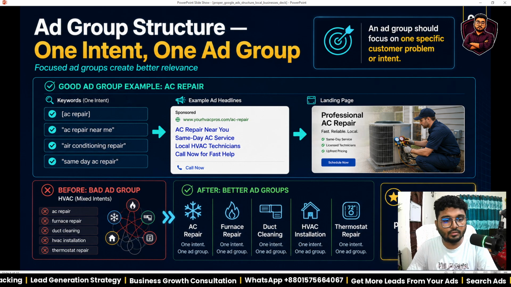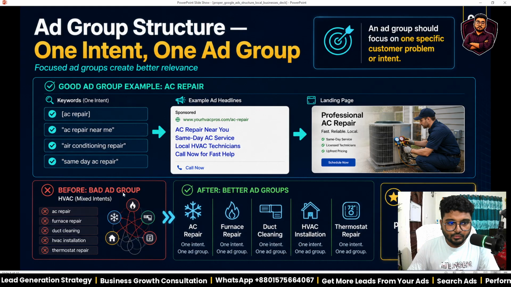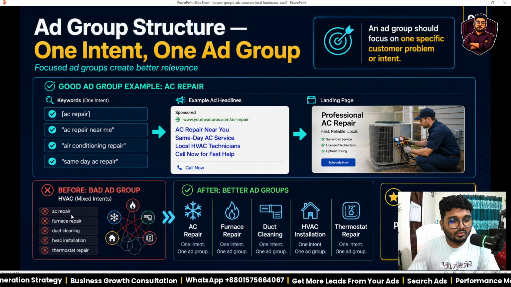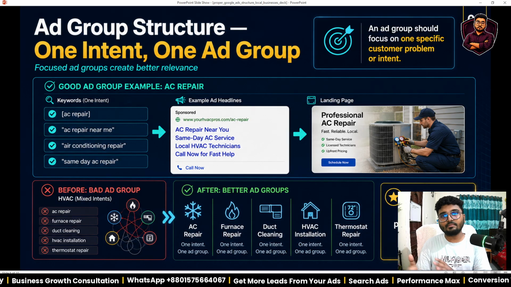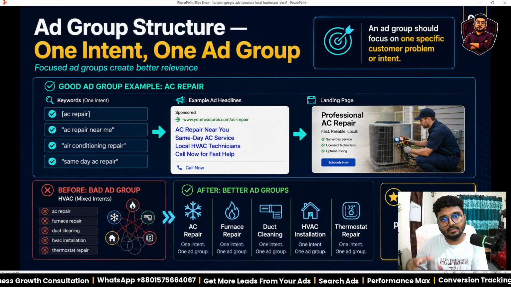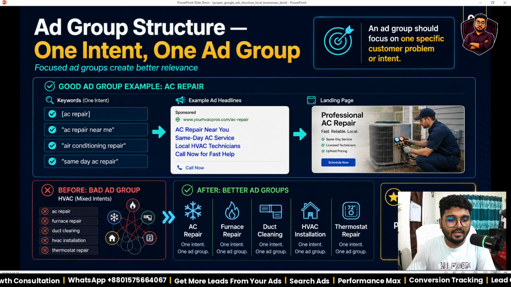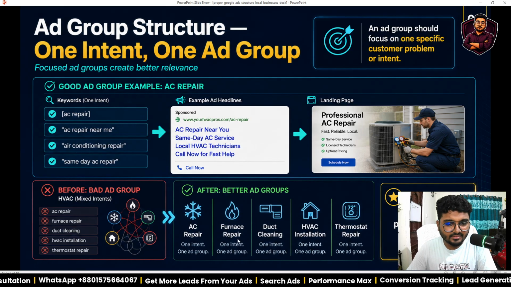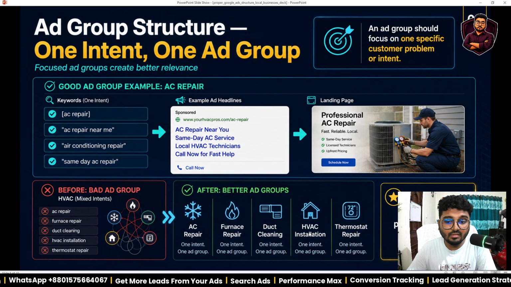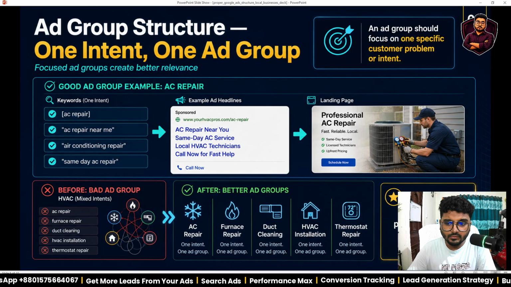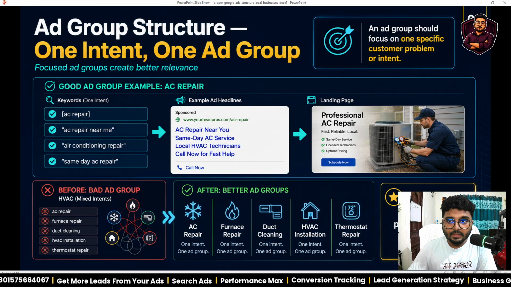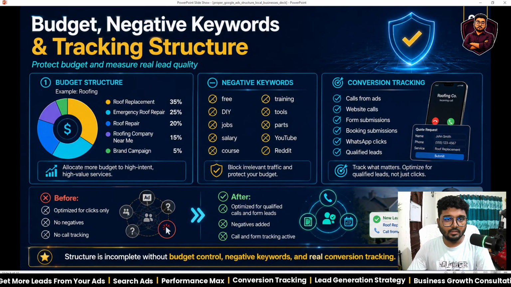Don't worry about that. So before, a bad ad group mixes intent, with just AC repair, that means I just mix up all of the services. And after, a better ad group setup: AC repair, furnace repair, duct cleaning, HVAC installation, thermostat repair. So one clear topic per ad group leads to stronger ad relevance, it's true.